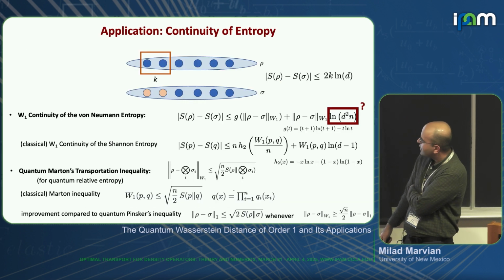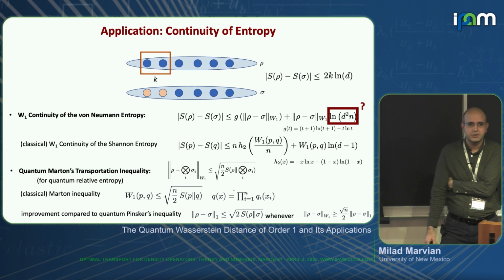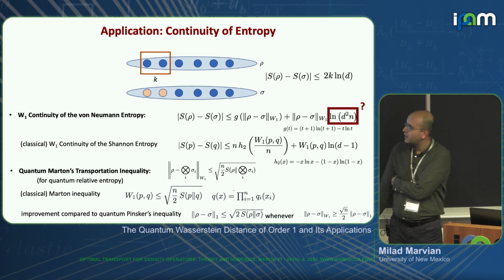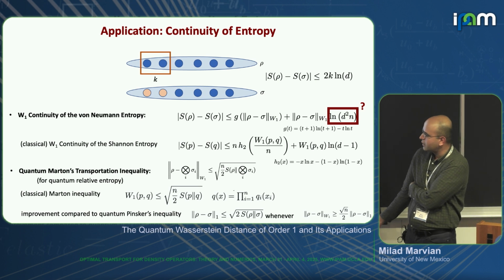OK, so that was the first application about continuity of von Neumann entropy and also relative entropy with respect to product states.